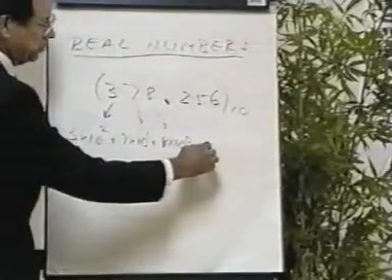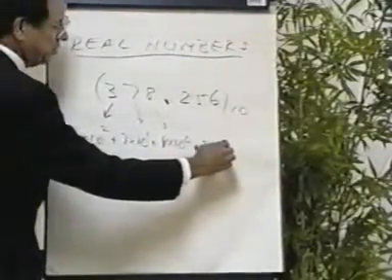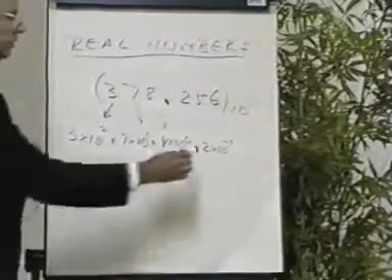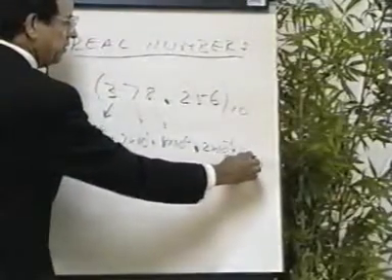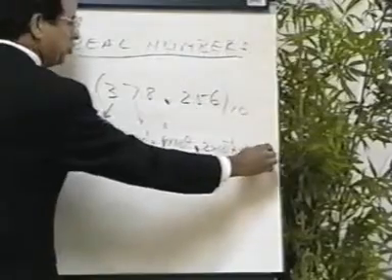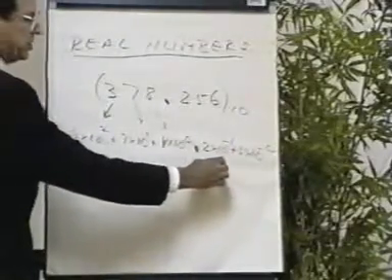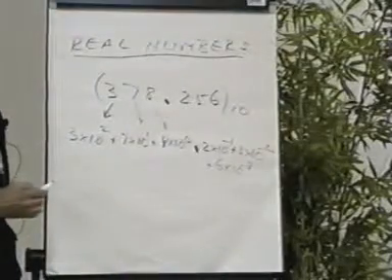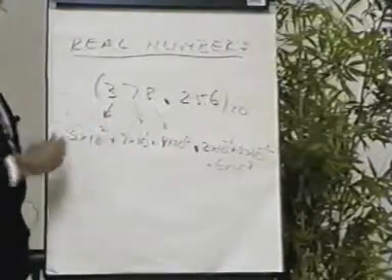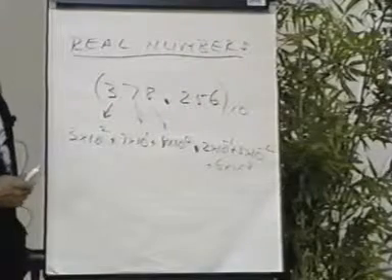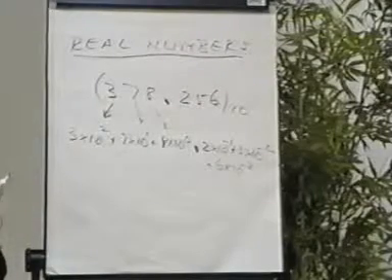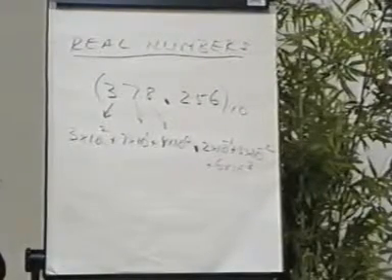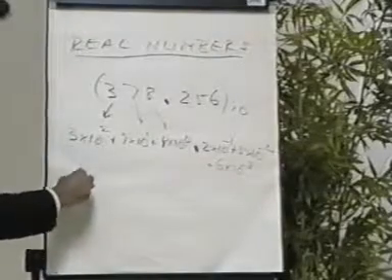The 2 at this point would mean 2 times 10 to the minus 1 plus 5 times 10 to the minus 2 plus 6 times 10 to the minus 3 and so forth. Well, we're very comfortable with the decimal number system because it's the one we use most often. However, other number systems exist. One of them is the octal number system.